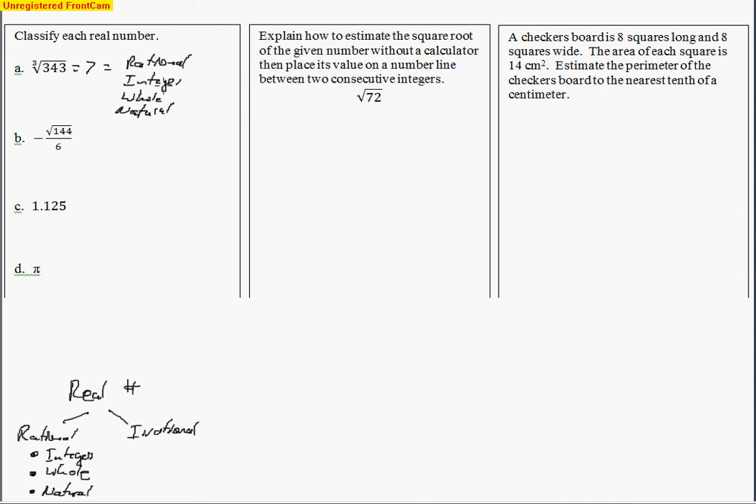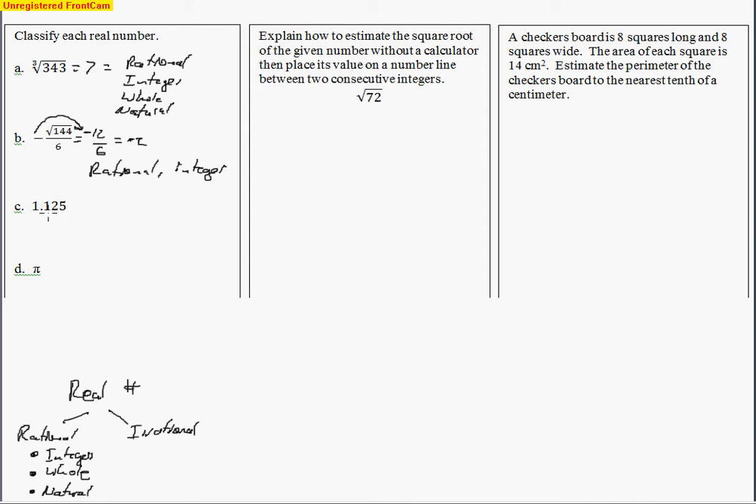It's also a whole number because it's a positive integer, and it's a natural number, again, because it's a positive integer. On this one, I can take the square root of 144, and that leaves me with 12. And then I can divide that by 6, but look at the minus sign. I've got to make sure I bring that in there. So this ends up being negative 2. And so negative 2 is a rational number, and it's also an integer. It is not whole because it's negative, and it's not a natural number because it's negative.